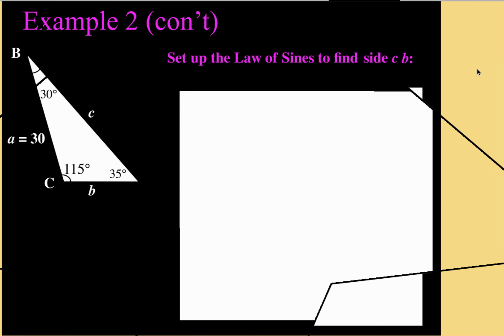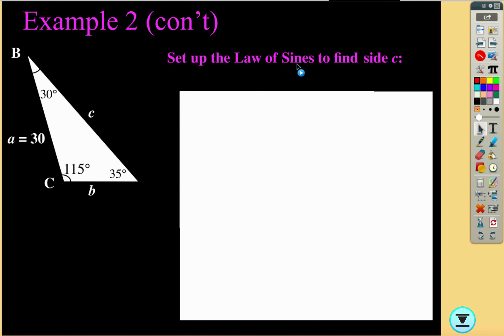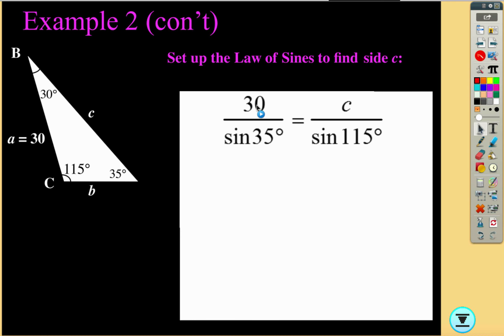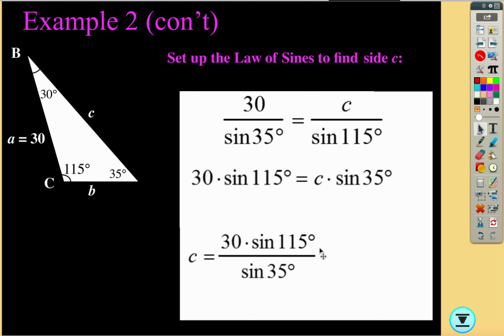So now that we know that, let's go ahead and set up the law of sines to find little c. We can use our anchor, that little a divided by the sine of big A is equal to little c divided by the sine of big C. Use the opposite operation to isolate your variable c. And we're going to divide both sides by the sine of 35. Pop that into your calculator and we get 47.4 centimeters.